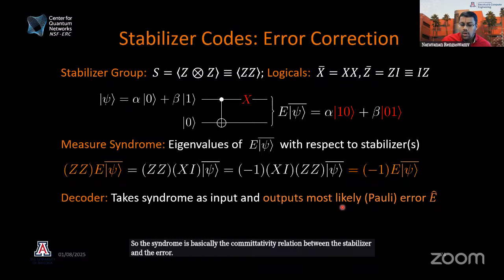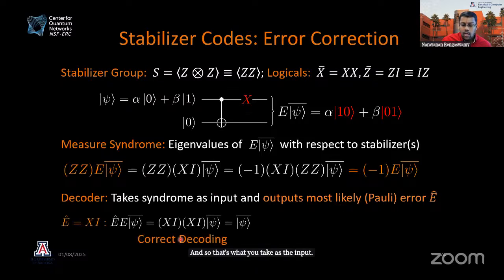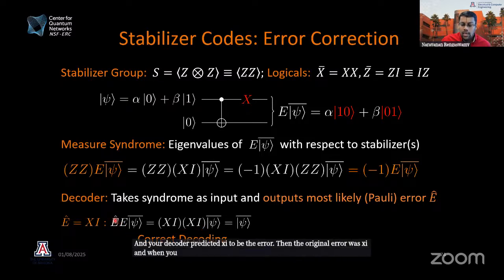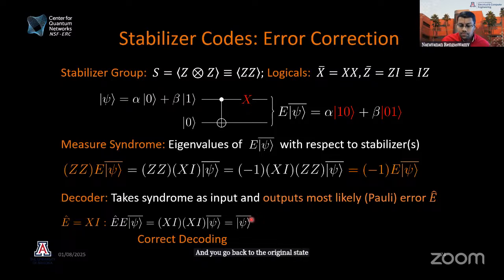And so that's what you take as the input. If you correctly decoded and your decoder predicted Xi to be the error, then the original error was Xi. And when you apply your correction, the E hat, which is the estimate from the decoder, you end up canceling the error and you go back to the original state.